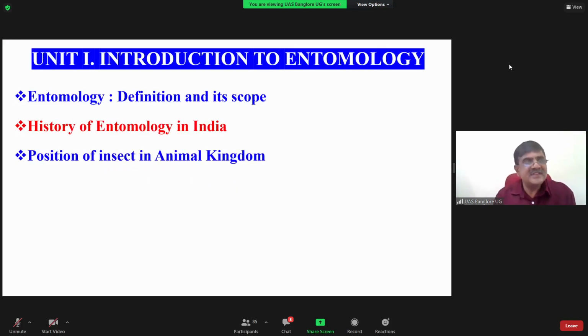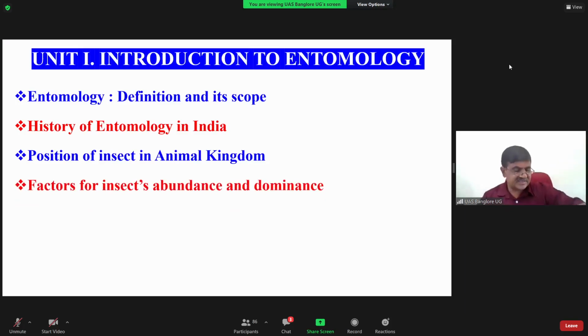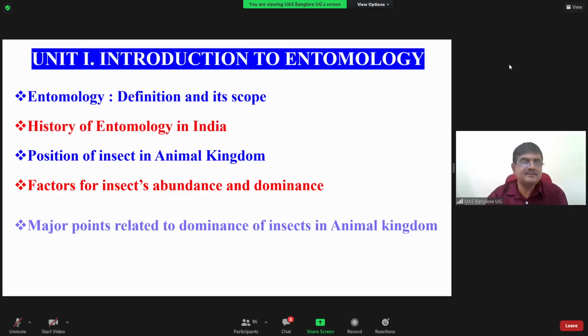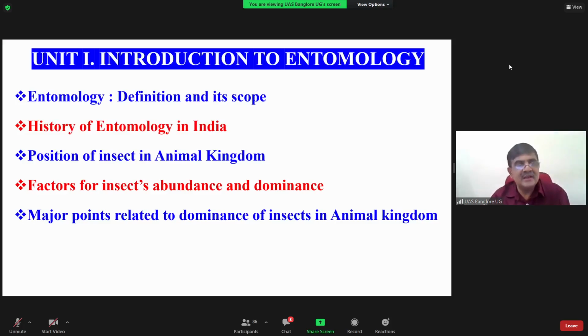And next we'll be studying the position of insects in the animal kingdom, where exactly the class Insecta is situated in the animal kingdom. And next, we'll be studying the factors for insect abundance and dominance. What are the factors that affect insects' abundance, and what are the factors that contribute to insect dominance? And next, we'll be studying the major points related to dominance of insects in the animal kingdom.